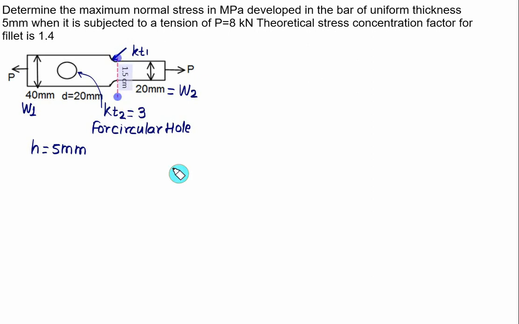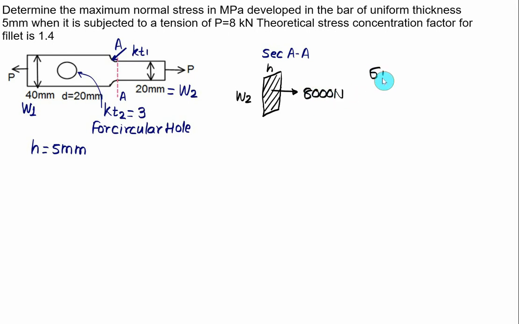To find out the maximum stress at the fillet, we have to find out the nominal stress at this section. So let's consider here the section AA. As far as section A is considered, we have to take the width equal to W2 and height equal to 5 mm to find out the nominal stress. So let me show here the width equal to W2 and the thickness equal to H. On this area, the force P is acting. On this one, we are acting a force equal to 8000 N. So this will produce a nominal stress.